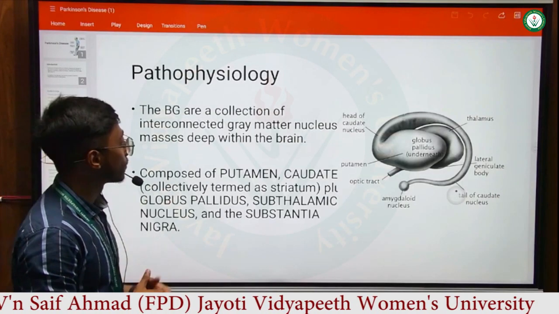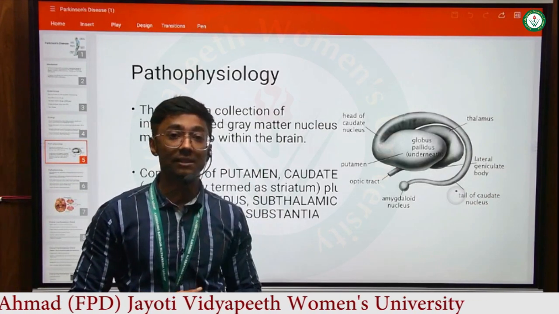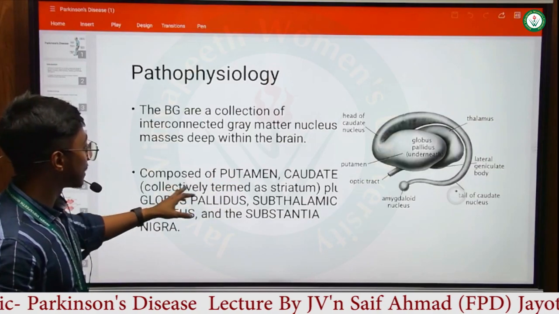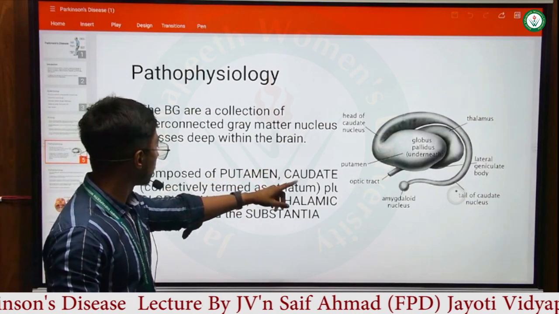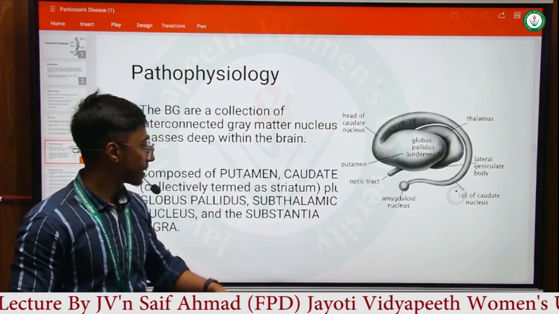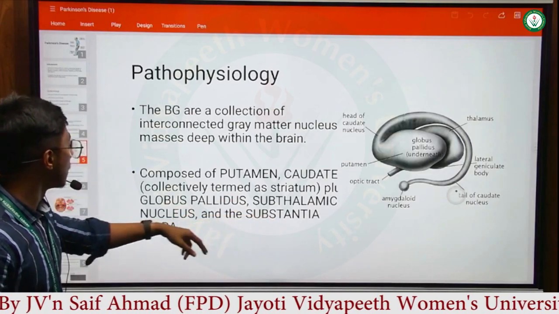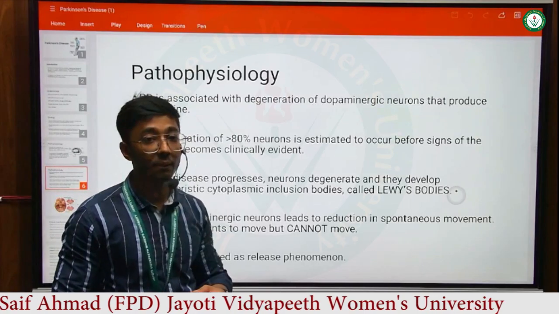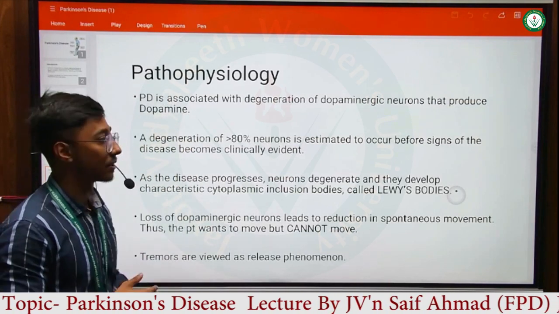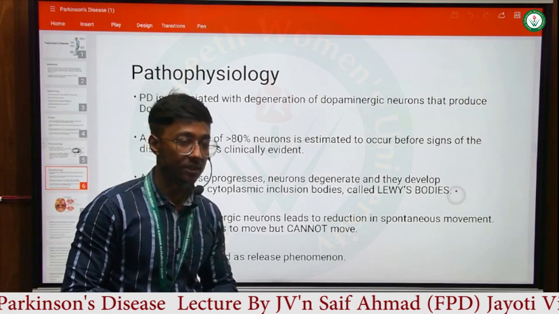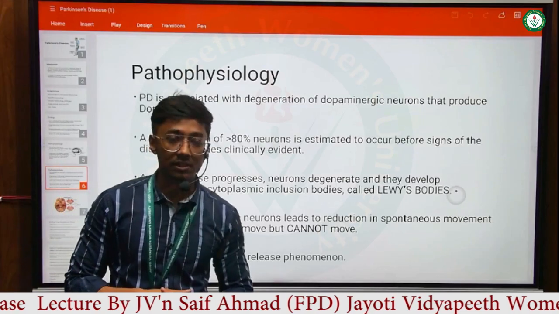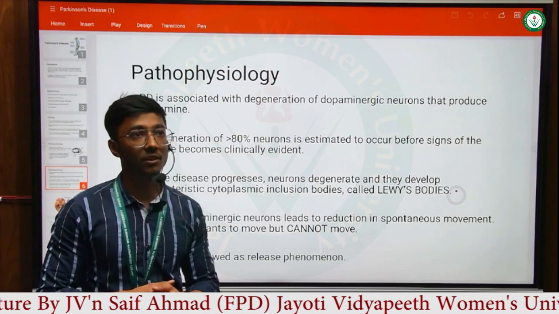Then, pathophysiology. As we discussed earlier, Parkinson disease is caused due to basal ganglia disorder. The basal ganglia is composed of putamen, caudate, globus pallidus, subthalamic nucleus, and substantia nigra. In Parkinson disease, there is a defect in the substantia nigra, which is responsible for generation of dopamine, our neurotransmitter. In the substantia nigra there are dopaminergic neurons which secrete dopamine. A loss of dopaminergic neurons leads to reduction in spontaneous movement, so the patient wants to move but cannot move. As the disease progresses, neurons degenerate and develop a characteristic cytoplasmic inclusion body called Lewy body.